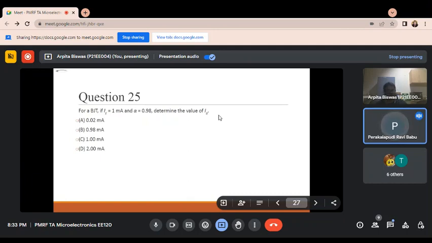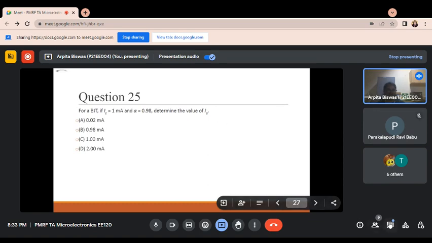Okay. Then alpha is equal to 0.98. You have calculated the value of IC. What is the value of IC? IC is equal to 0.98 milliamps. Okay. Then IE is equal to IC plus IB. So IE is equal to 1 milliamp. So IB is equal to IE minus IC. So the right answer is 0.02 milliamps.